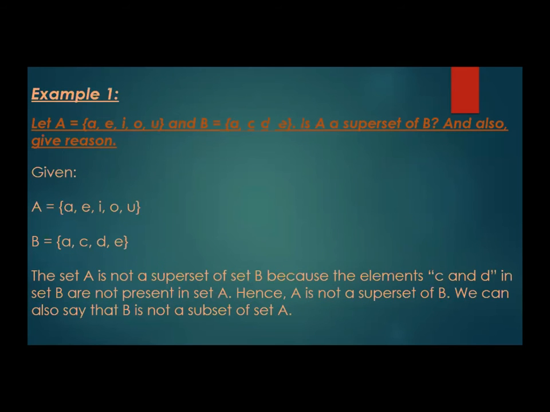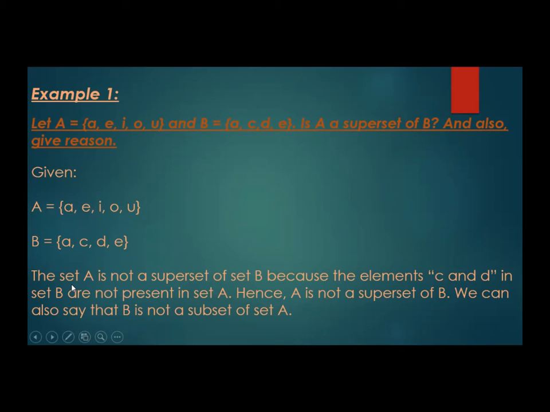Now, for example, let A equal {a, e, i, o, u}. These are the vowels and these are the members of set A, and B equals {a, c, d, e}. Is A a superset of B? You also have to give the reason. So in this example, A equals {a, e, i, o, u} and B equals {a, c, d, e}.